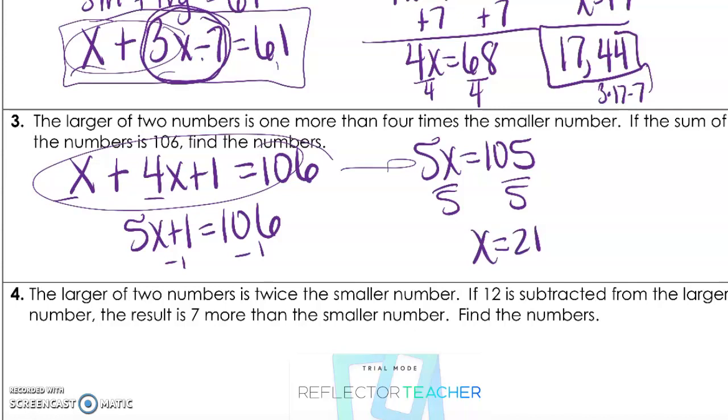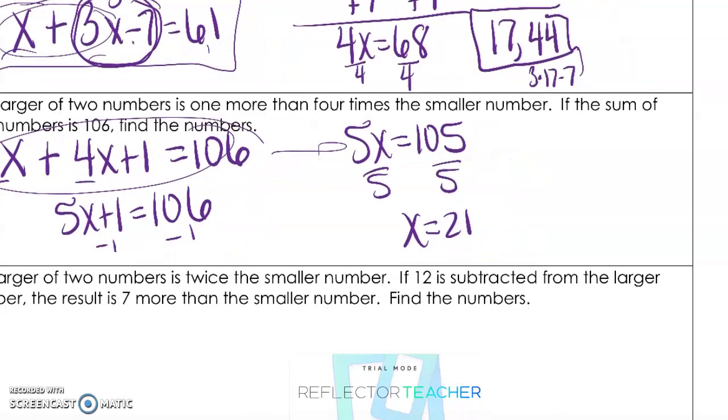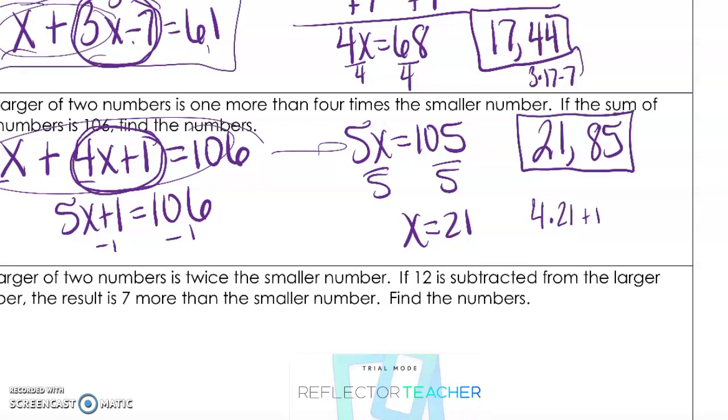But again, we're not finished. That's our first number, our smaller number. For our second number, our larger number, we need to plug into just 4x plus 1. So 4 times 21 plus 1 gives us 85. And again, check your sum. 21 plus 85 does give us 106.